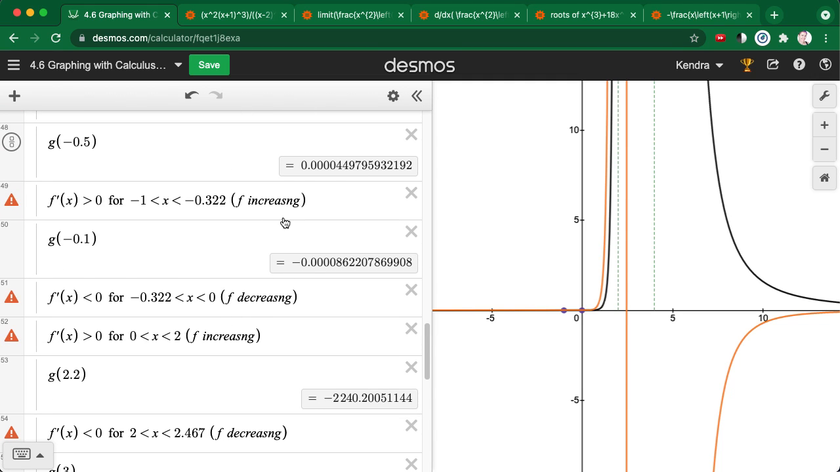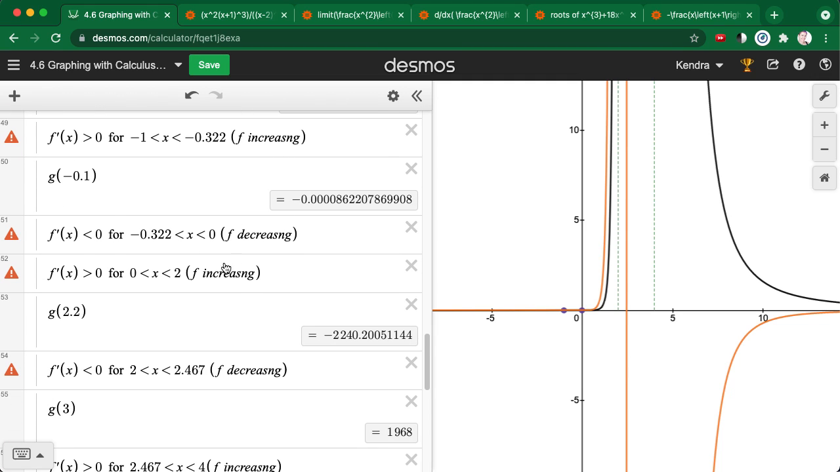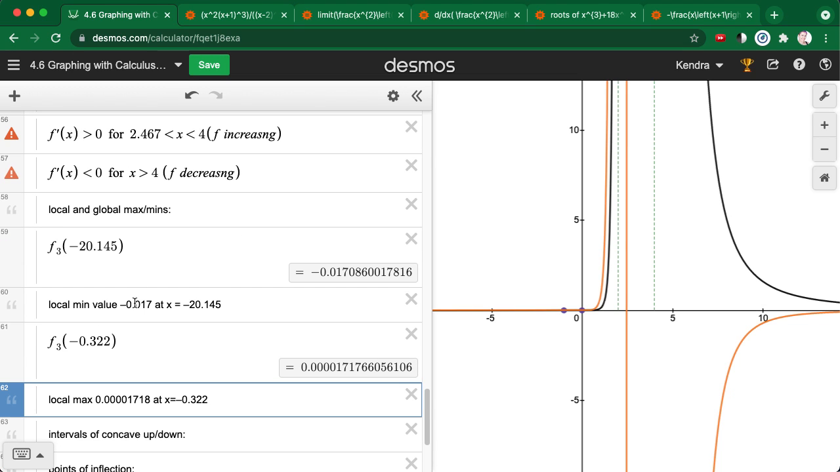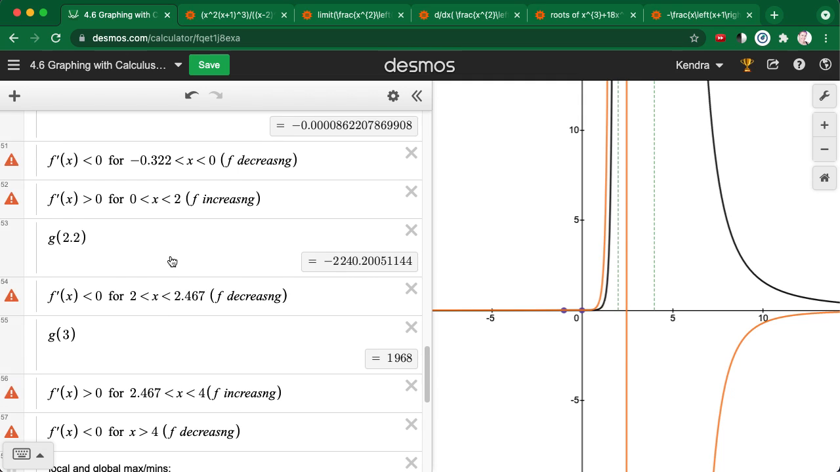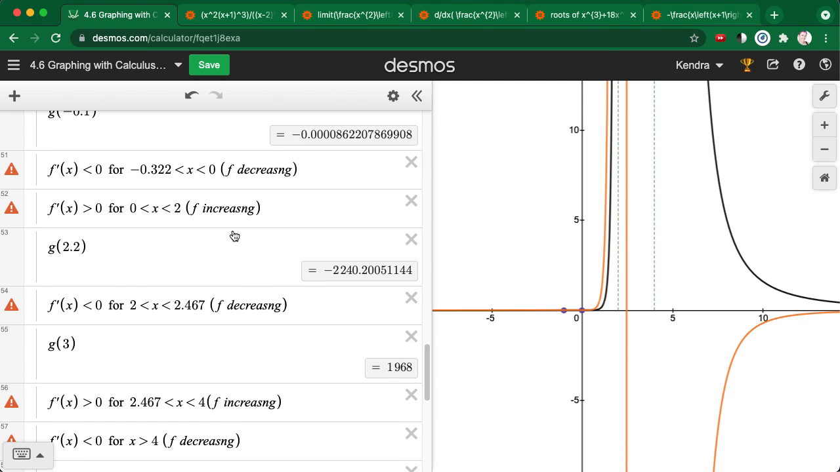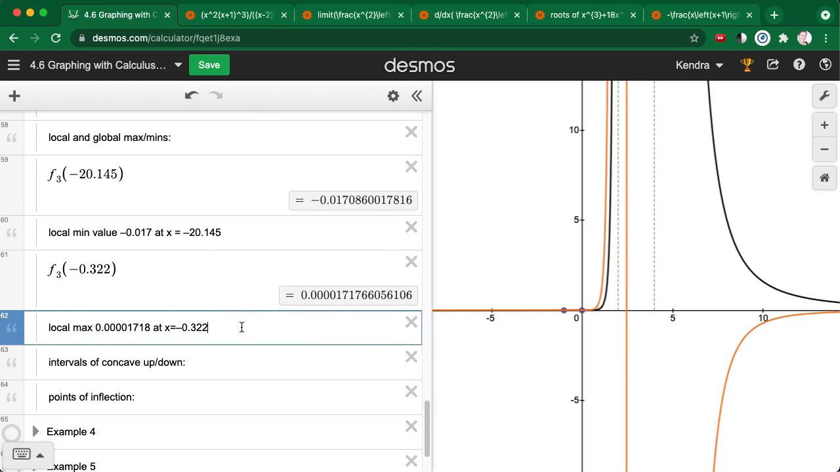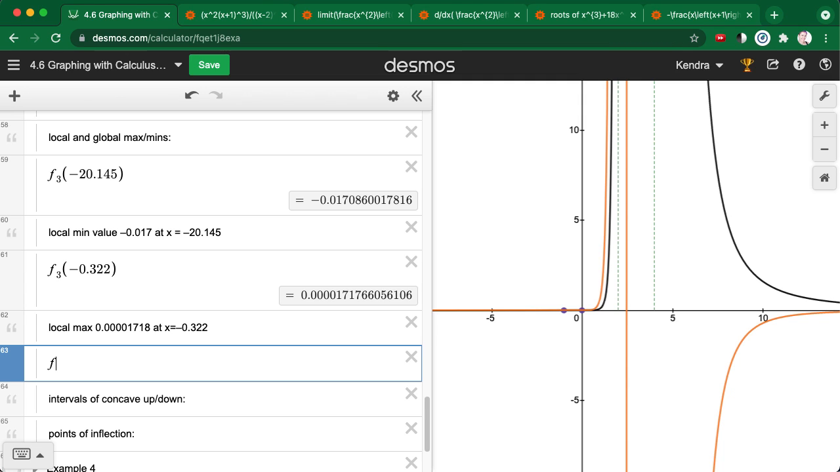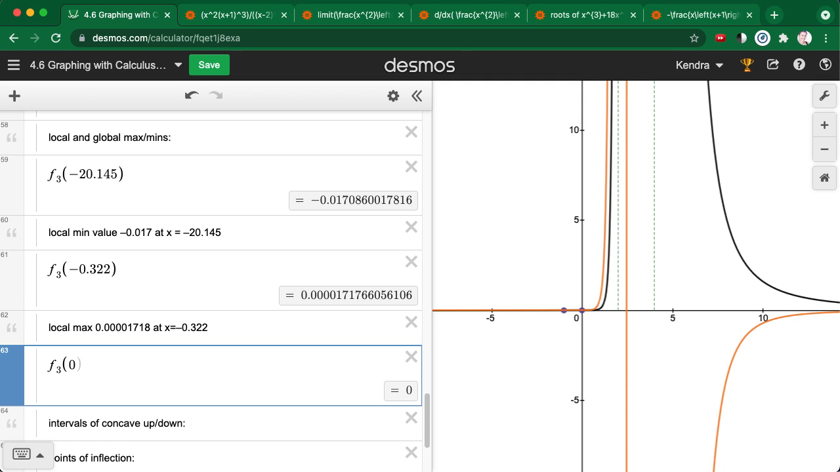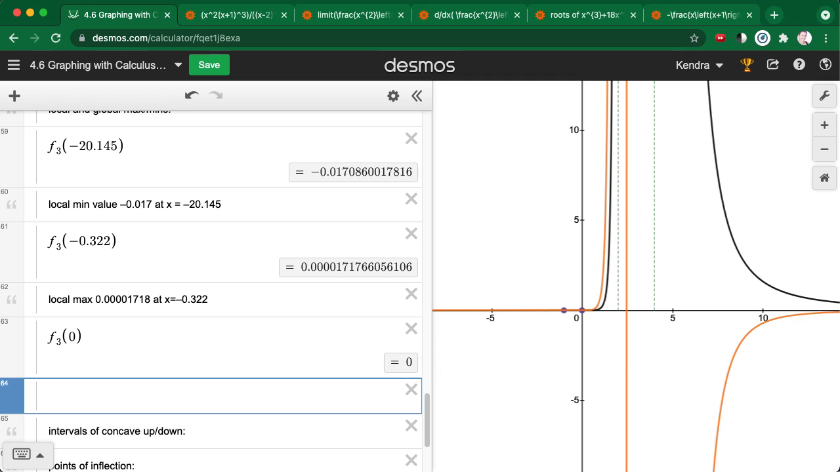So f is increasing and then decreasing at negative 0.322. And then it's decreasing and then increasing at x equals 0. So that tells us decreasing and then increasing, so x equals 0 must be a local minimum. So let's calculate what is f of 0. f of 0 is 0, okay. So that was a local minimum value of 0 at x equals 0.